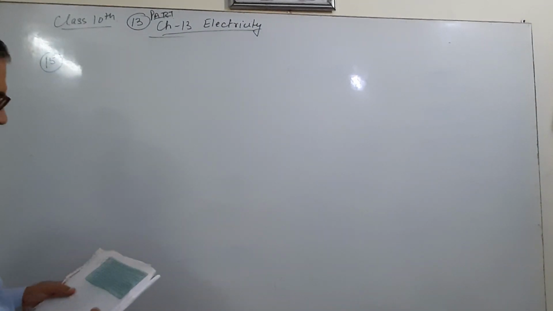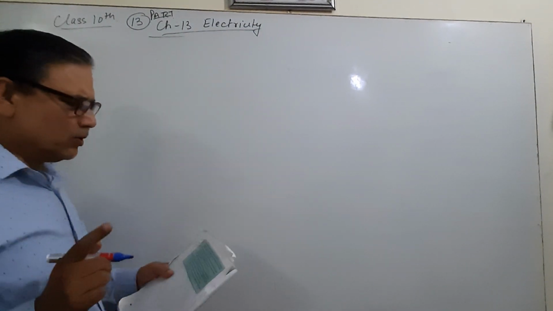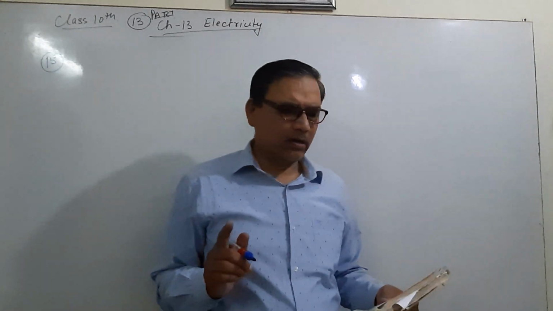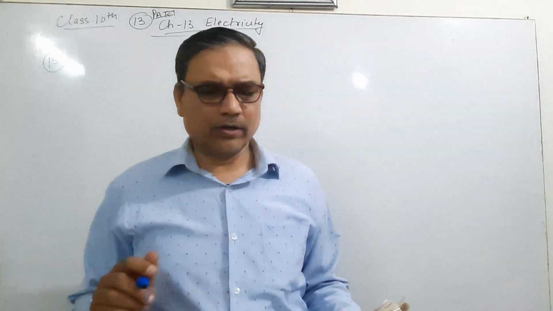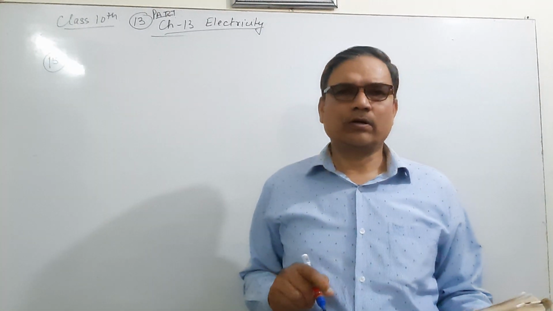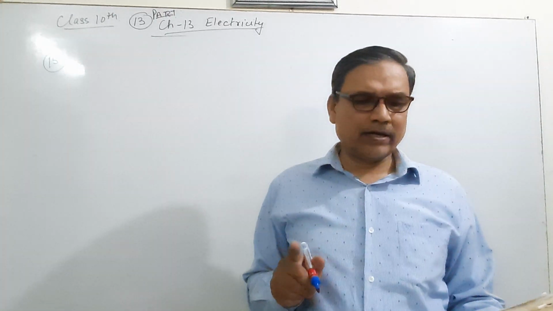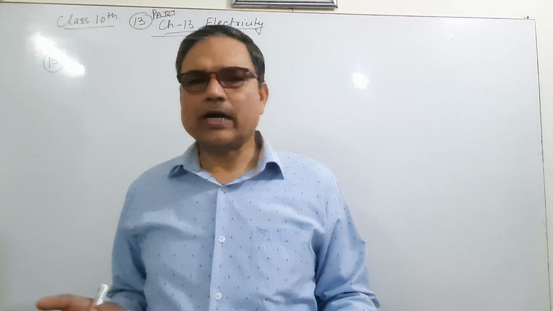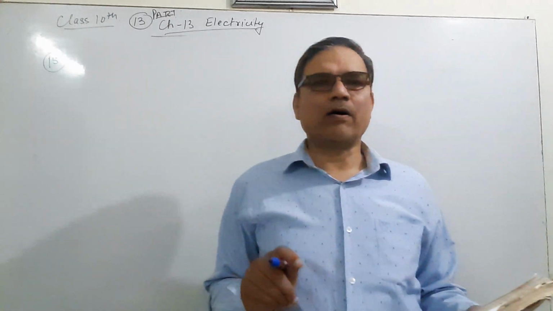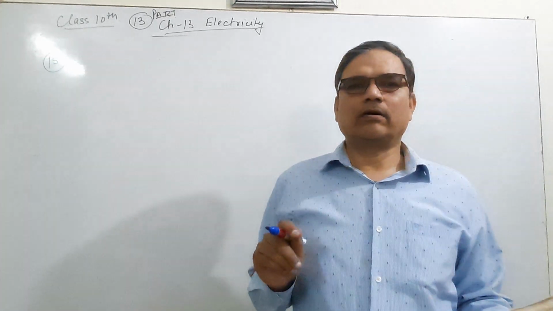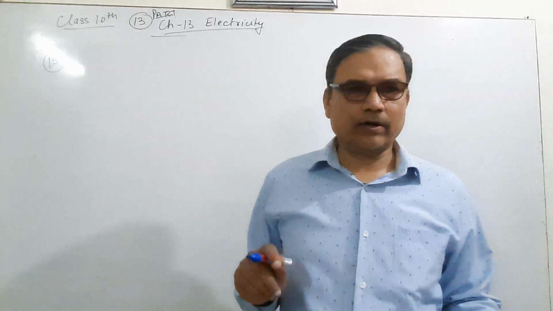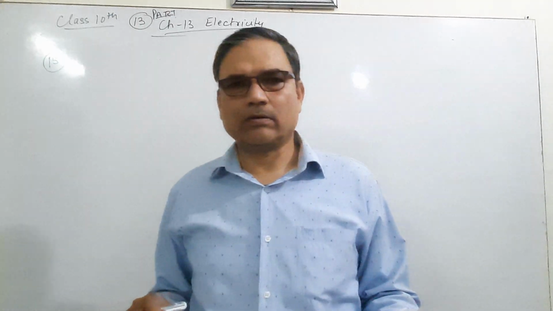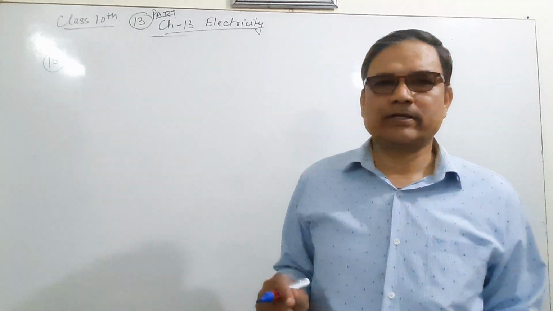Then question number 15. Two lamps, one rated 100 watt. Rated means the energy consumed by an electrical appliance in a given interval of time, which identifies the power. Power means the rate of electrical consumption by an electrical appliance.